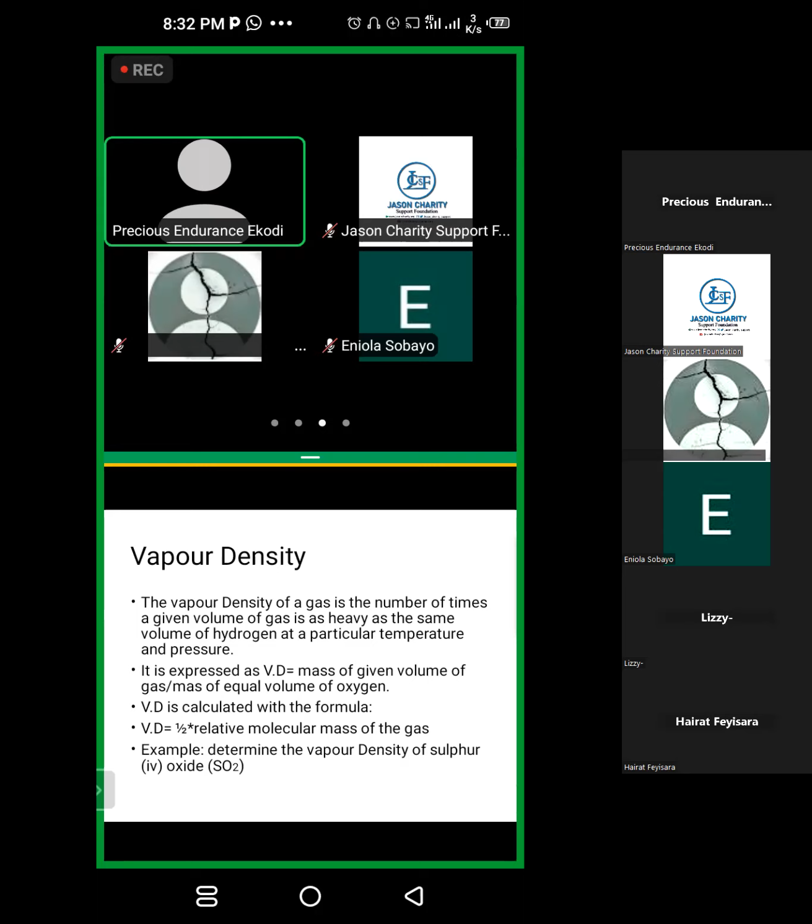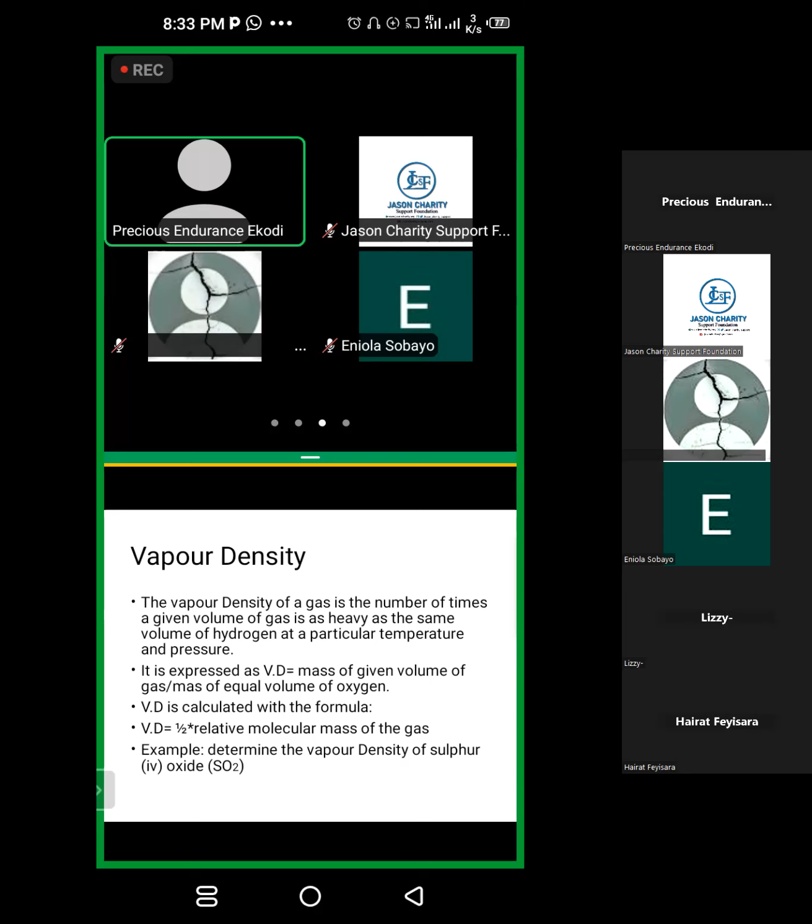So, vapor density. The vapor density of a gas is the number of times a given volume of gas is as heavy as the same volume of hydrogen. So, for vapor density, we are comparing the volume of every gas to that of hydrogen, as long as it's at a similar temperature and pressure. No matter what the gas is, we are comparing it with hydrogen.